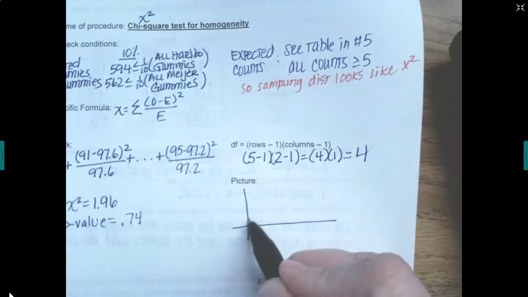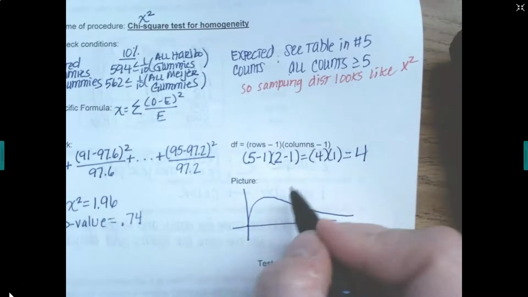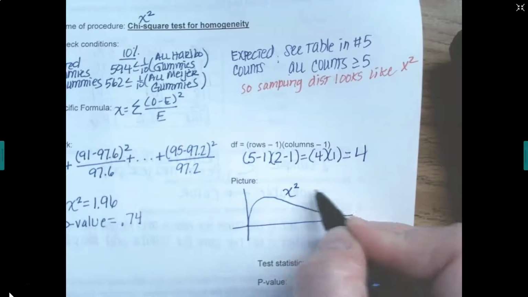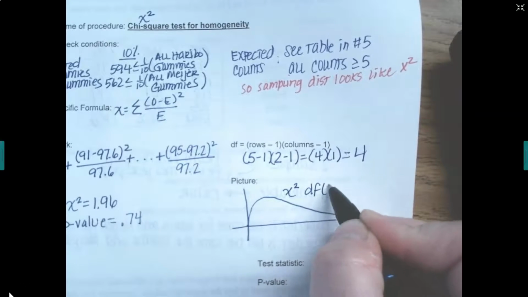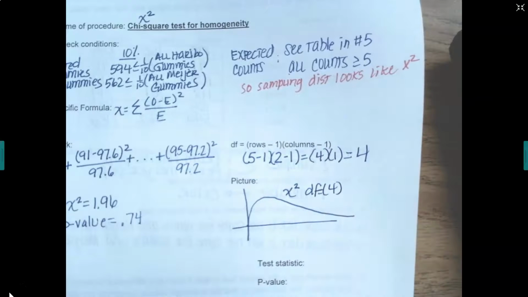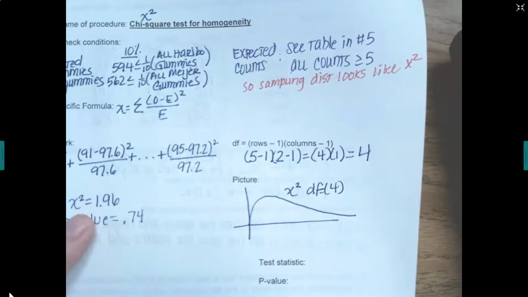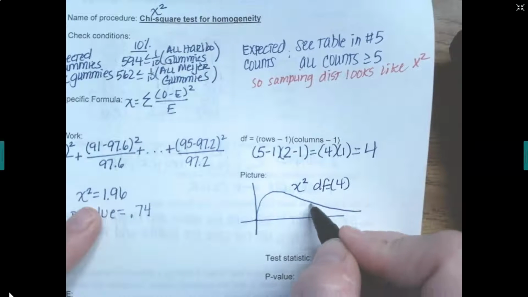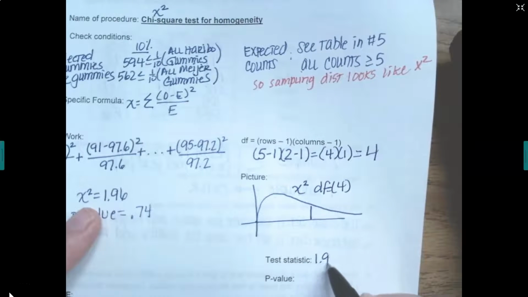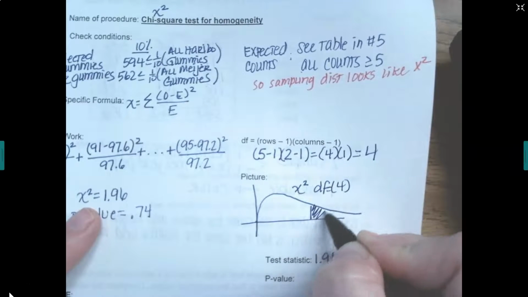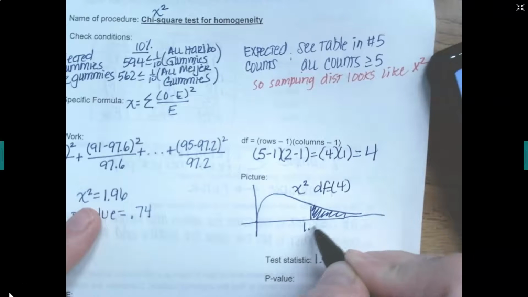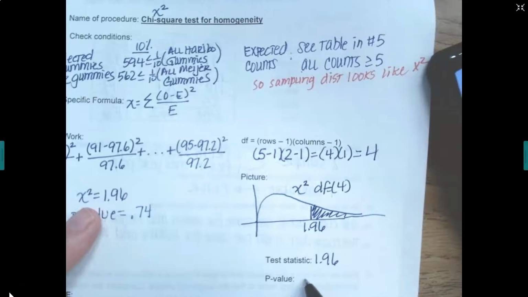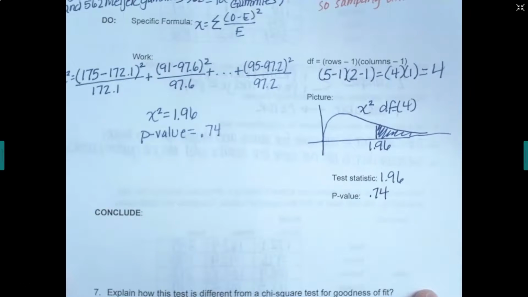Okay, so our picture, remember our chi-squared is always skew right. So this is a chi-squared distribution with a degree of freedom of 4. Okay, and we got a chi-squared statistic of 1.96. So I'll label it on there. A p-value of 0.74. Okay, well, so that's a pretty big p-value.